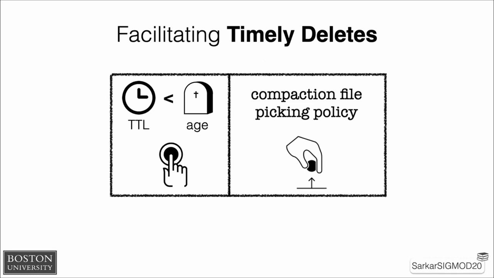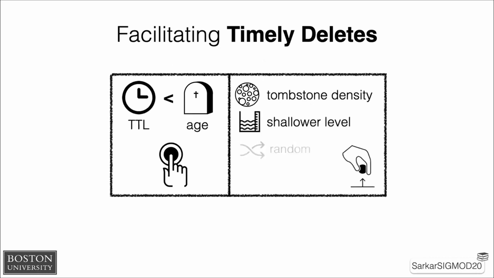And then if we have to pick which files to move, now instead of picking files with very low overlap between this level and the next level, we're picking files based on their tombstone density and based on whether they have an expired tombstone inside.